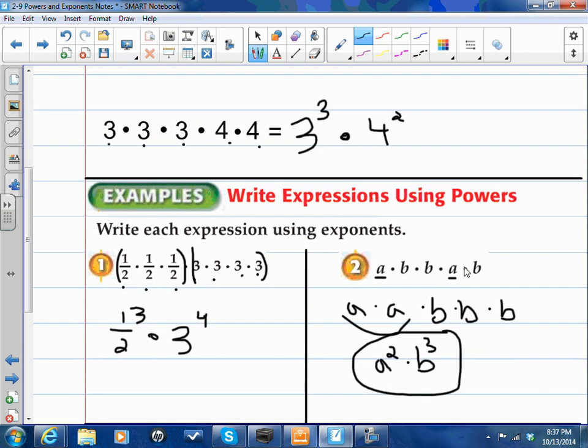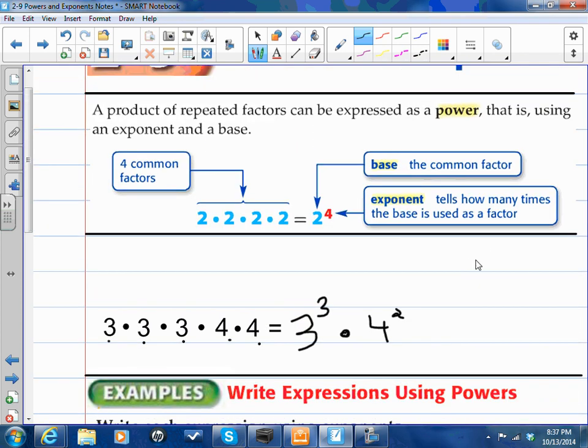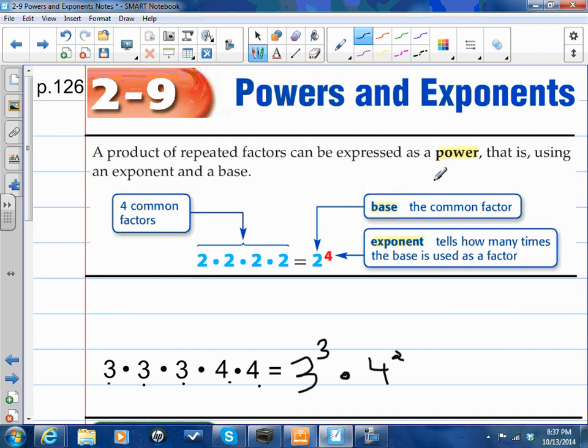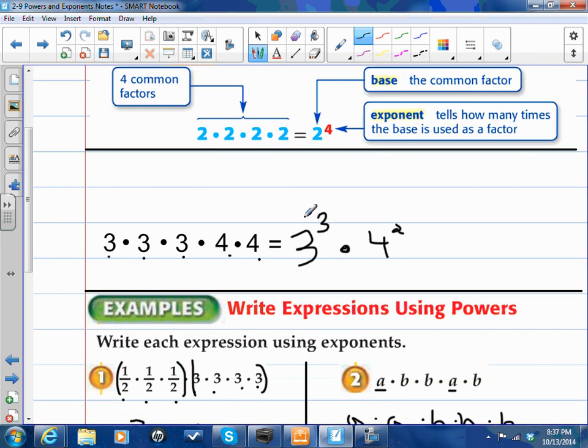One thing I did not mention, and I should have, is that powers and exponents are what's used to represent repeated multiplication. Okay? Just like we use multiplication to do repeated addition, powers are used for repeated multiplication.